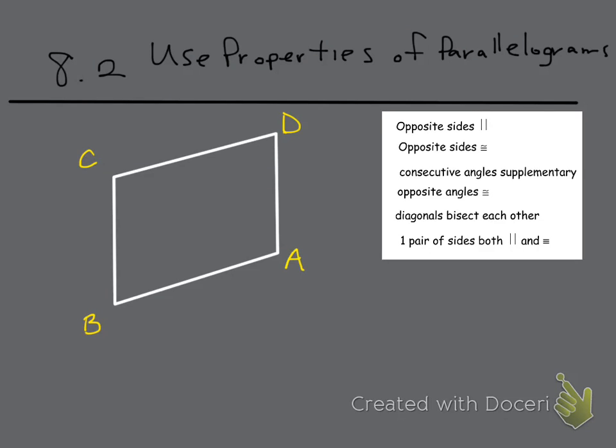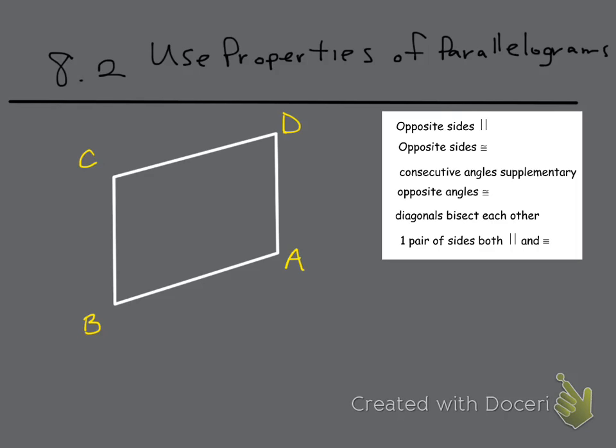Okay, we're going to talk about 8.2, the use properties of parallelograms. Right here on the right side of your screen, you should see the six properties of parallelograms that you'll need to go ahead and memorize. Those six properties will help you solve parallelograms when you're dealing with them. It makes this section very easy, so this will be a short video, so stick with it.